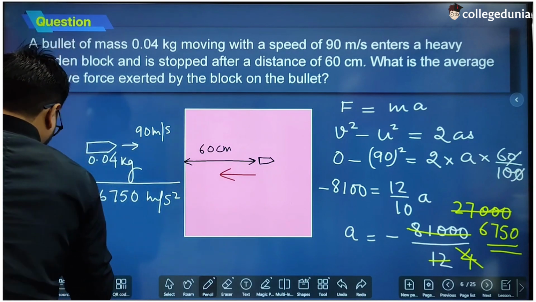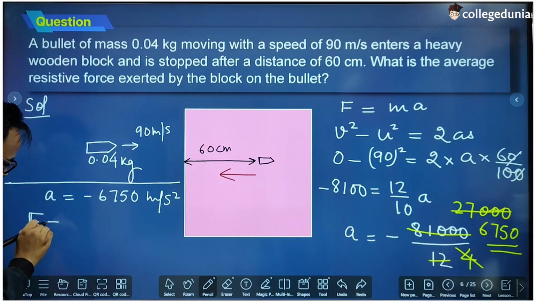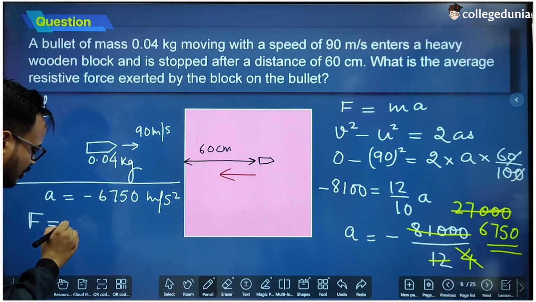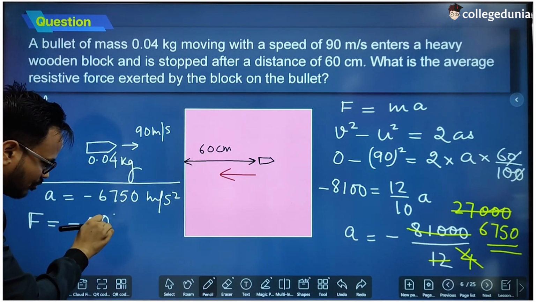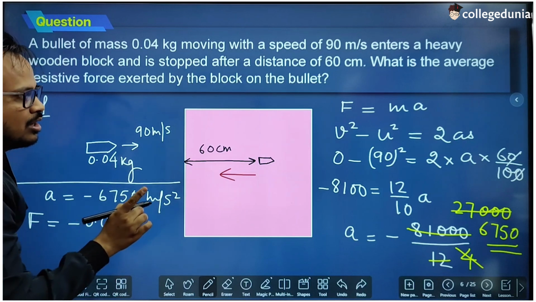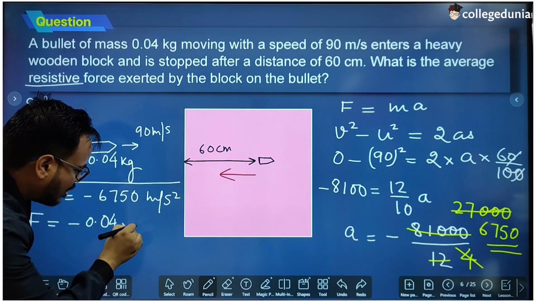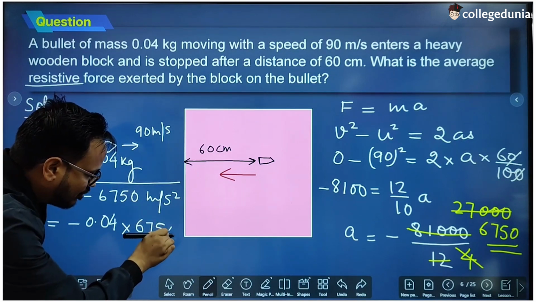So then what is the force? Force is, what is the mass? Mass is 0.04. So the force is 0.04. Since it is a retarding force or resistive force, it will also come out to be negative.